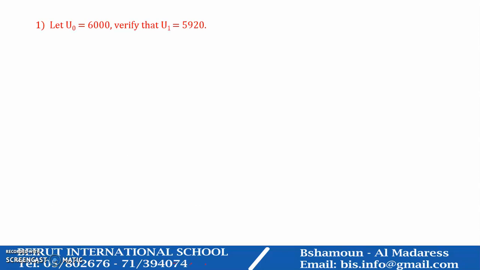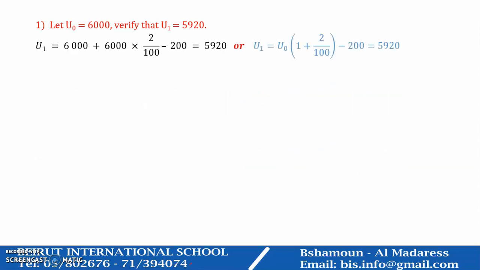The first question: verify that u1 equals 5,920. I can write it as 6,000 plus 6,000 times 2%, which is the annual increase, minus 200, the inhabitants that leave the village. So we obtain 5,920. Or I can express it like this: u1 equals u0 into 1 plus 2% minus 200. We obtain the same. Of course, I prefer to use this notation.